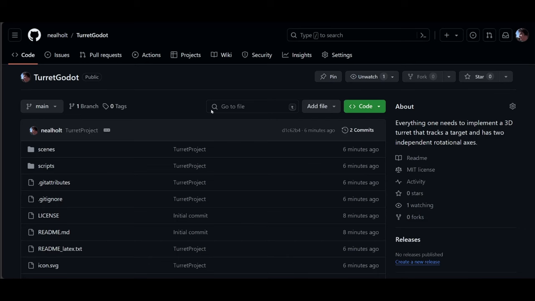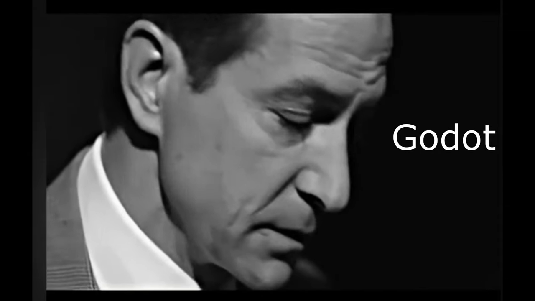All this code is available on GitHub, link in the video description. The organization is into two folders. There's a scripts folder for the scripts and a scenes folder for the scenes. Godot, and good luck.